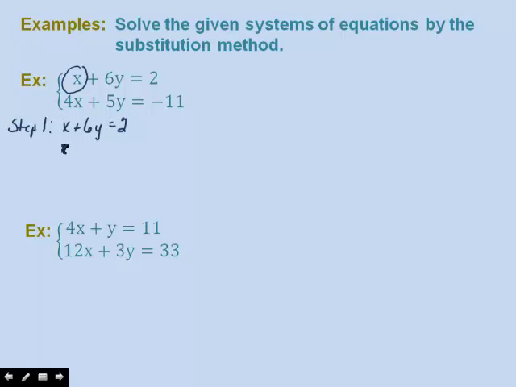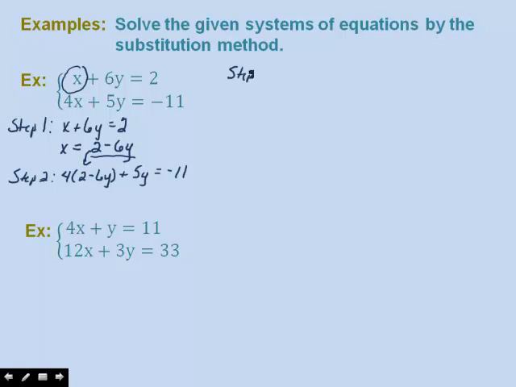So we're going to take this one and just subtract 6y from both sides. And there's our equation solved for x. Now our second step is to take the expression that we have here and substitute it into the other equation in place of the x. So for writing out our other equation, where the x is, we're going to put a big set of parentheses so that we can substitute in our whole expression. Right here, we're going to replace that with the expression 2 minus 6y.